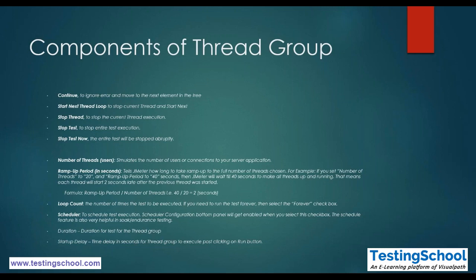Means if you check the first radio button, then it will ignore the error and move to the next element of the tree. And the second one is Start Next Thread Group. So these are the different options which you can check once any error comes. It depends upon which radio button you have selected. Depending upon that, it will do the action once the error comes.